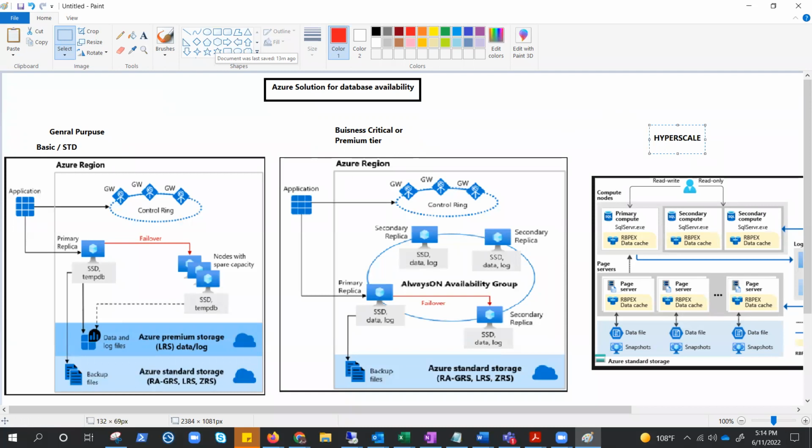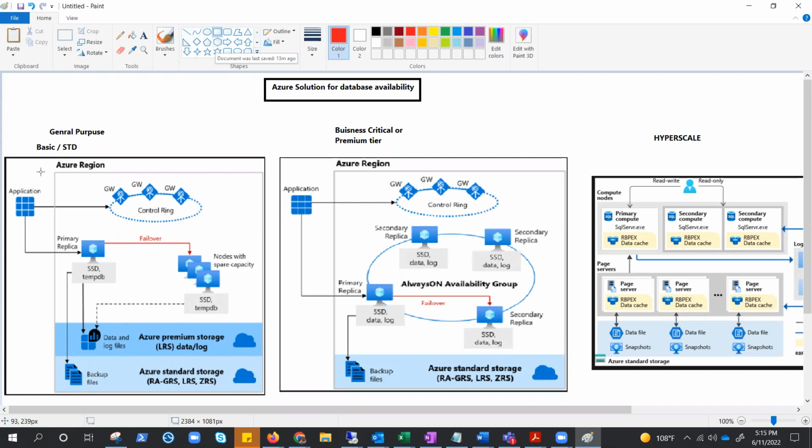So let's start with the general purpose first. Right here we have seen this particular architecture many times, right? So let's get started. Database and managed instance in the general purpose service tier have the same availability architecture. That's why both the names are together. They just belong to the different DTU or vCore model. So what exactly happens here?